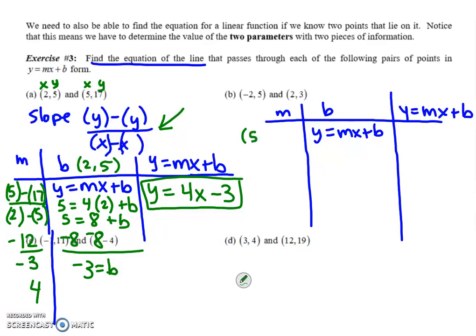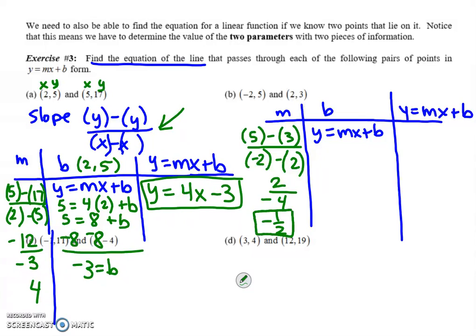So the y value is 5, the y value is 3. Then the x value that goes with 5 is negative 2, and the x value that goes with 3 is positive 2. 5 minus 3 is 2. Negative 2 minus 2 is negative 4. Again, fractions are okay. Negative 1/2 is the better slope, although if you use negative 2/4, you're okay. So I know my equation has to start out with y equals negative 1/2 x plus b.